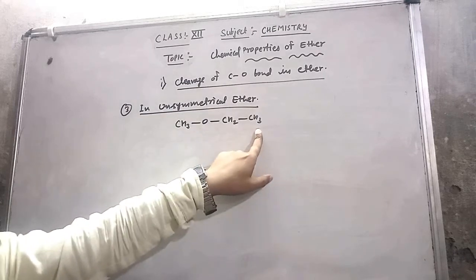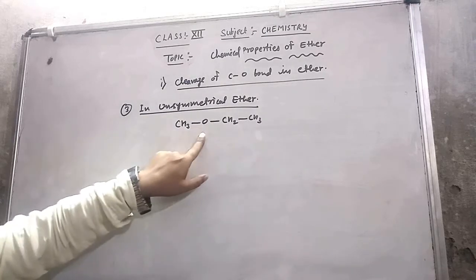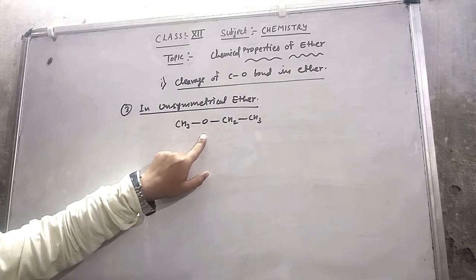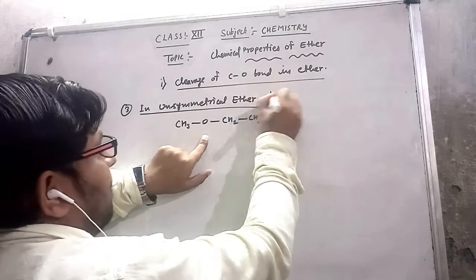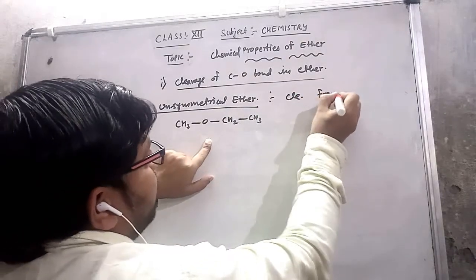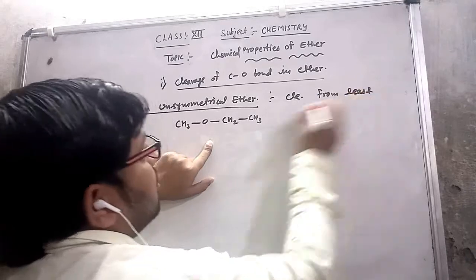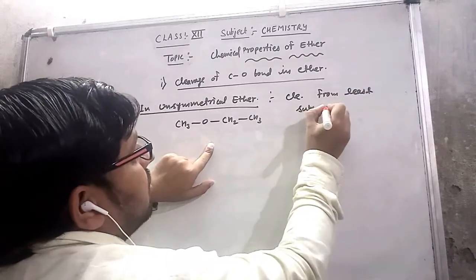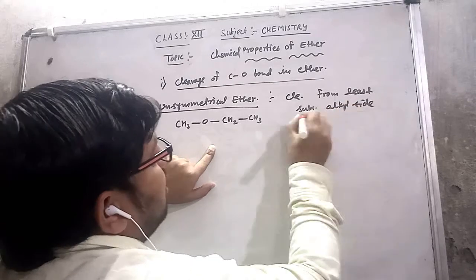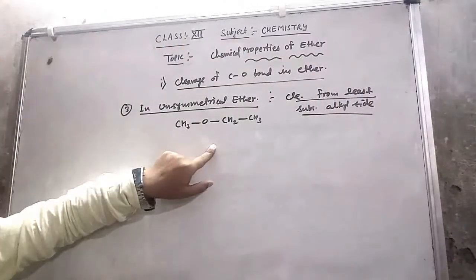On this side two carbon is available, that is ethyl. So this is an unsymmetrical ether. On that time the cleavage takes place from the least substituted carbon side. Least substituted carbon side, keep in your mind. The cleavage takes place from the least substituted alkyl side. Alkyl side, least substituted, keep in your mind.